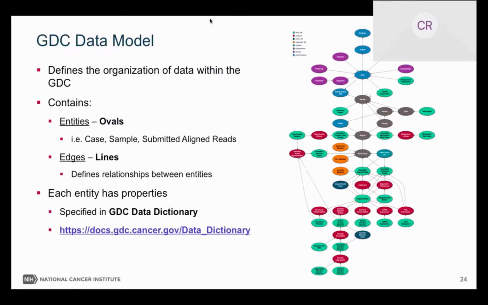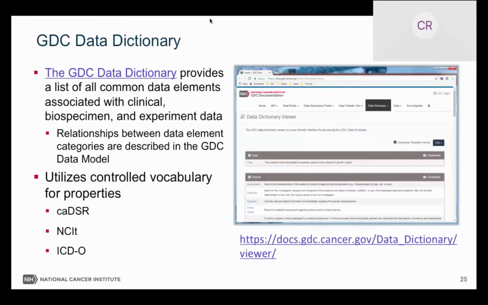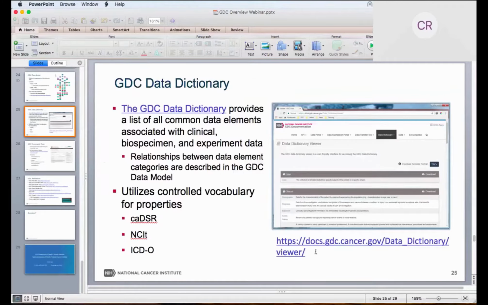What that helps us do is organize the data, and to supplement this, we have a data dictionary that defines all the different data elements within the data model, and that can be found here. I'll cover this slide and then show you a really brief demo, but as I said, the data dictionary provides a list of all the elements and the relationships between all those elements. And we use a standard controlled vocabulary for a lot of the properties: CADSR, NCIT codes, ICD. What I'm going to do is just really briefly show you what the data dictionary looks like. I'll navigate to this website.